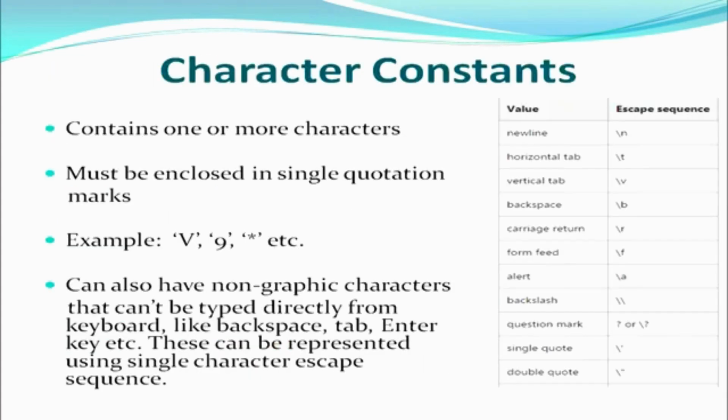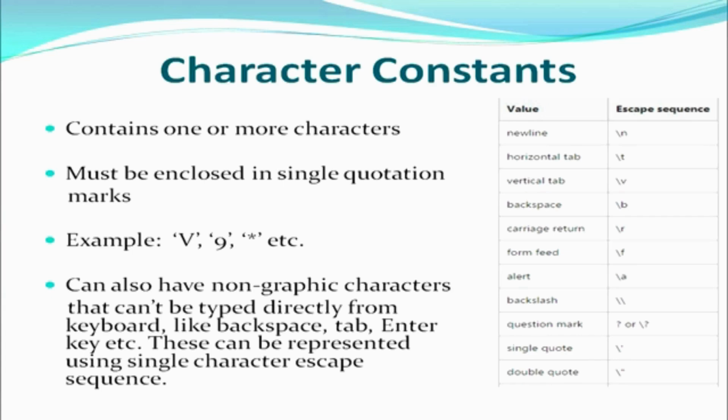Next, we move on to character constants. They contain one or more characters and must be enclosed in single quotation marks. The examples are seen here. All characters, even the digit, as I explained before, it is a digit, but it is a character if it is enclosed in single quotes. And they can also have non-graphic characters, or as I explained before, white space characters which can't be typed directly from the keyboard, like backspace, tab, enter key. All these are white space or non-graphic characters.